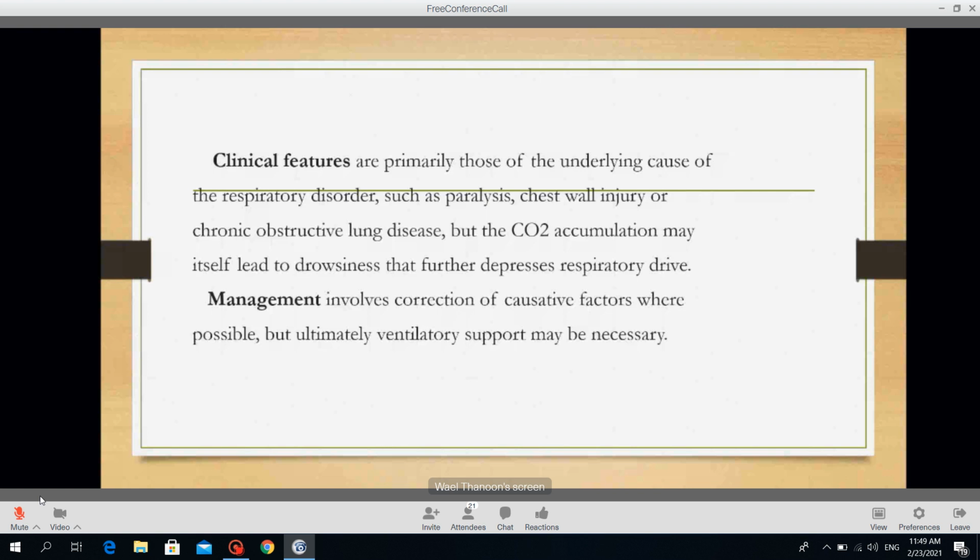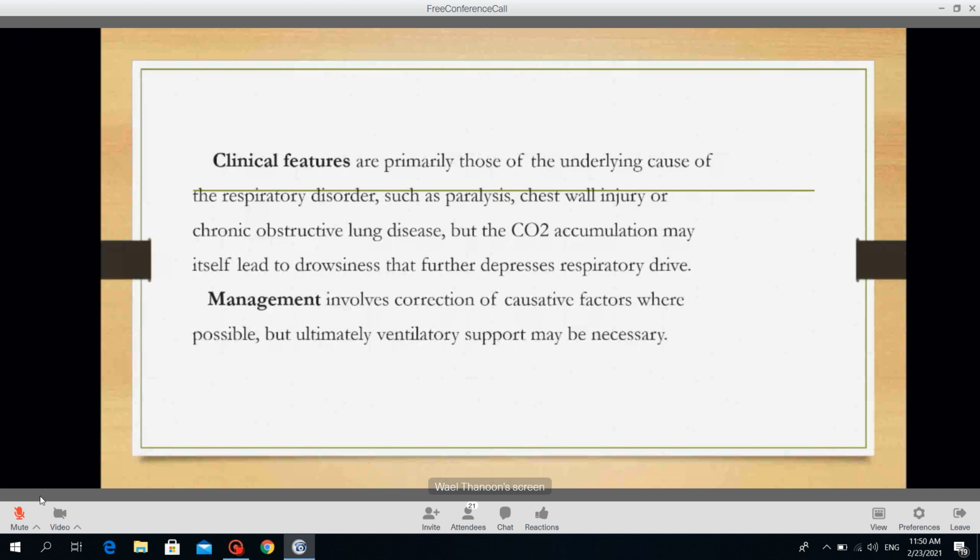Clinical features are primarily those of the underlying cause. For example, in COPD, chronic obstructive pulmonary disease, the patient will present with cough, dyspnea, shortness of breath, sputum production with wheezing, and with respiratory muscle paralysis there will be hypoventilation, bradypnea, decreased respiratory effort, and chest wall injury, such as fractures.